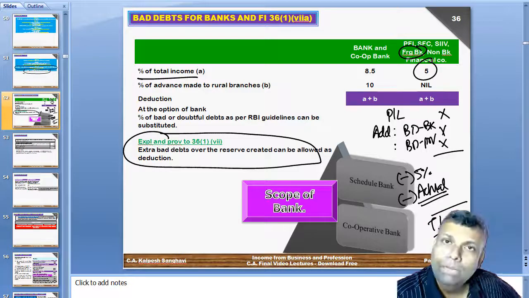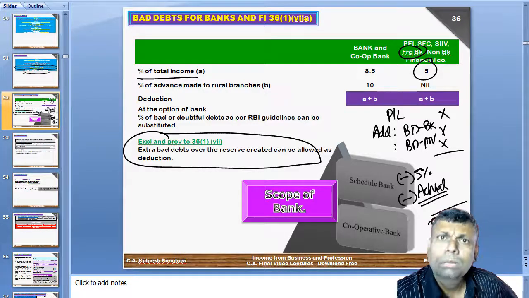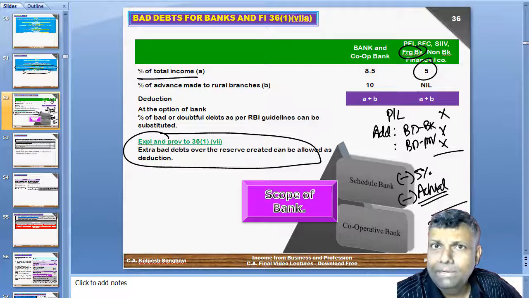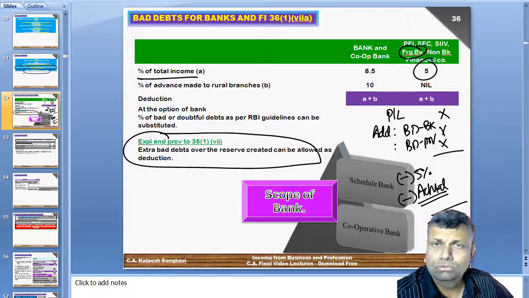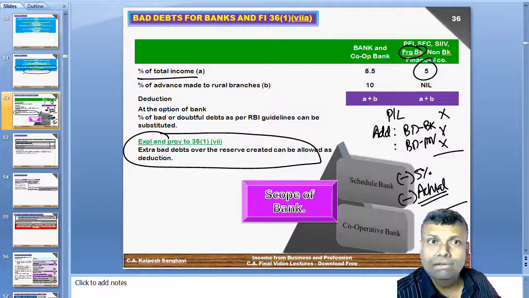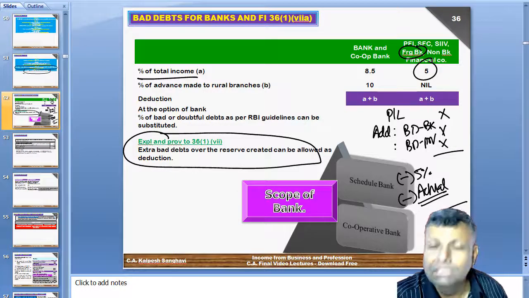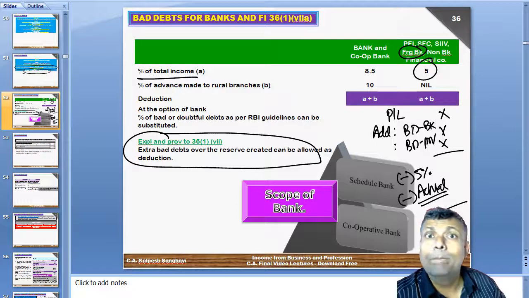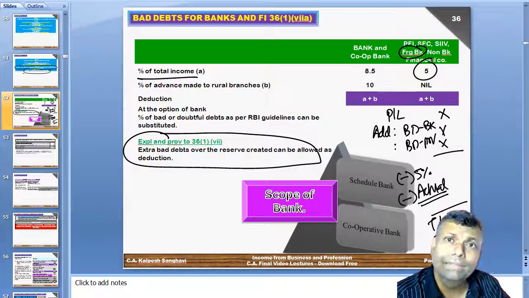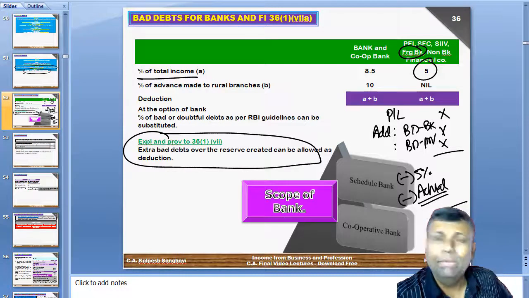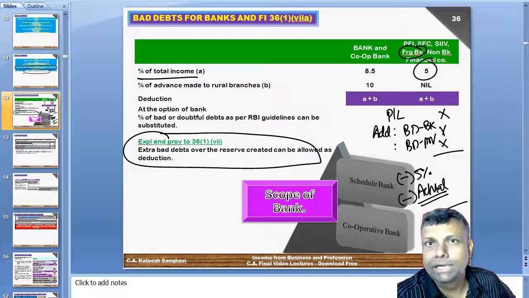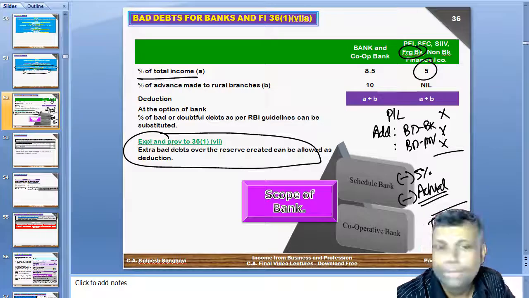The concept ultimately used is the same concept: book depreciation add and the income tax depreciation less. Same thing. But here it is a little bit extra complicated, because the bad debts classification for a bank is also governed by many more other banking rules and regulations. So that makes it a little bit extra complicated. But anyway, we can handle it.